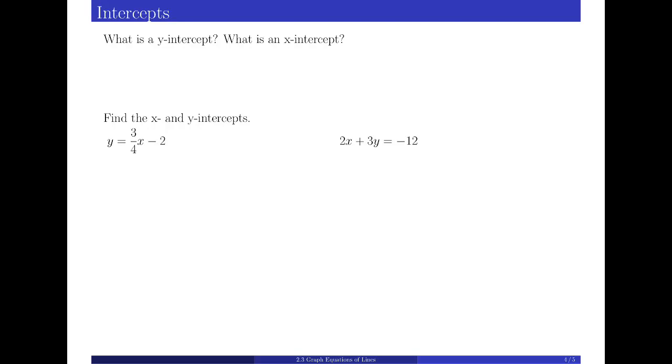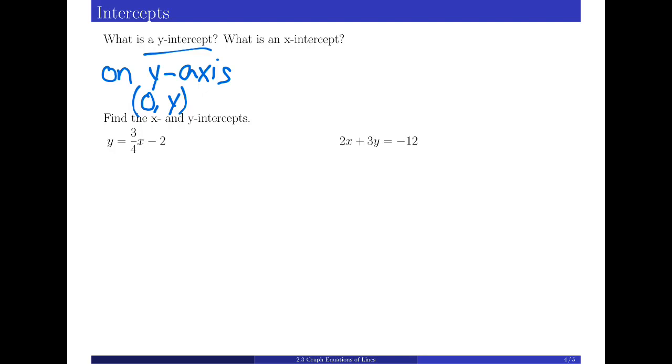Sometimes we can use x and y intercepts to plot things a little bit easier. First of all, we already talked about what a y-intercept is. That's when we're on the y-axis, right? And any point on the y-axis is going to be 0 and then some y. Well, then what's an x-intercept?